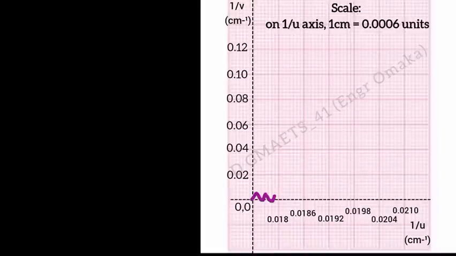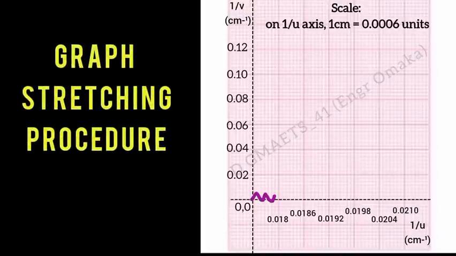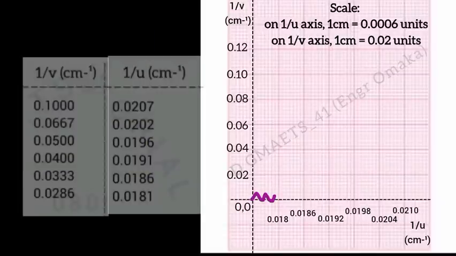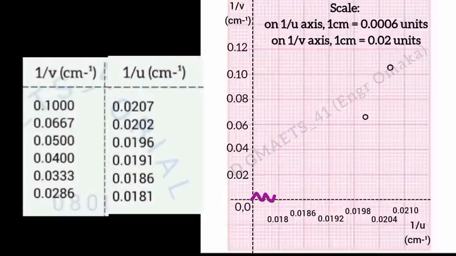Alright guys, this part 1 of this practical session has been fully dedicated to graph stretching procedure, so as to help you know how to handle readings, values that are very close together. You could see the kind of values that we had in 1 over u column, and I am confident that based on these explanations I gave so far in this video lesson, by watching the video lesson again and again, you would get yourself acquainted with the principles of graph stretching, so that whenever it becomes necessary, you do that to make sure that your points are well spread.